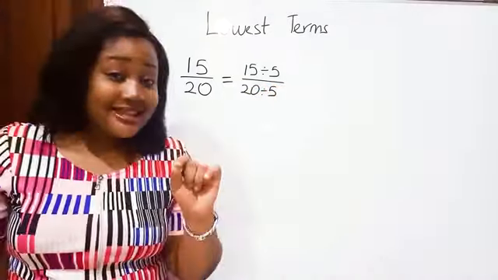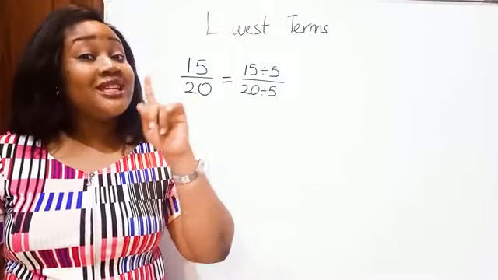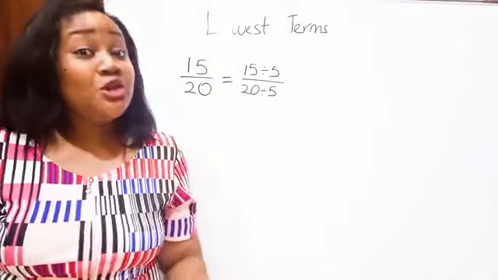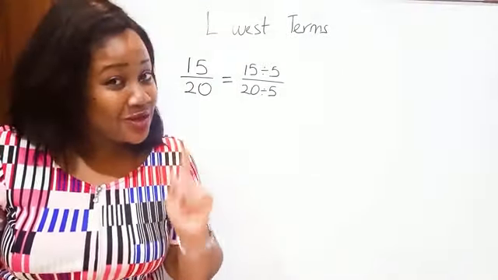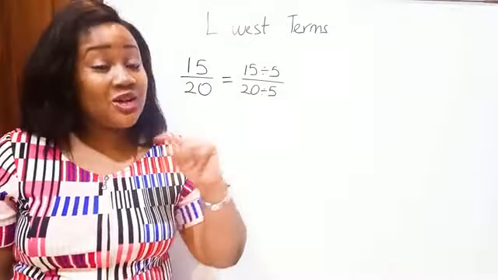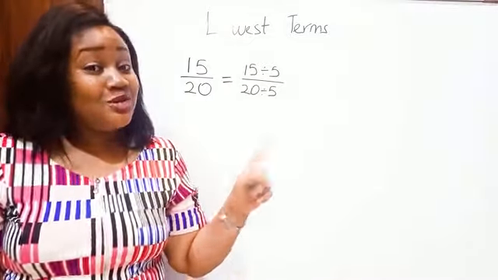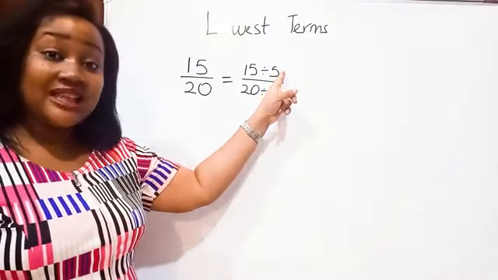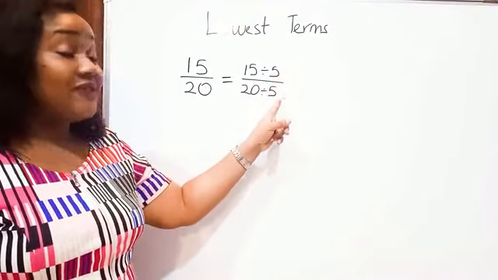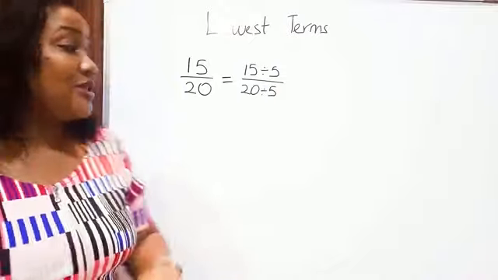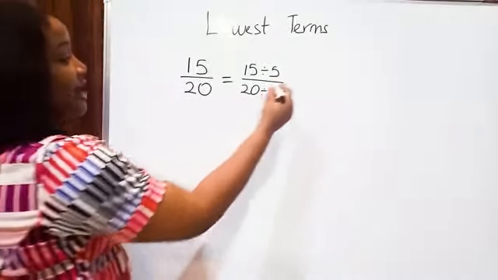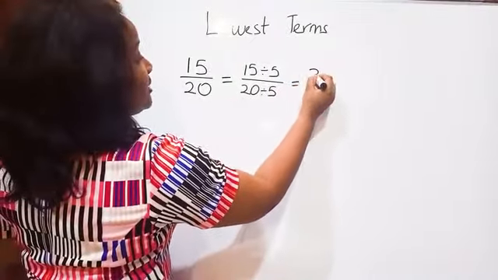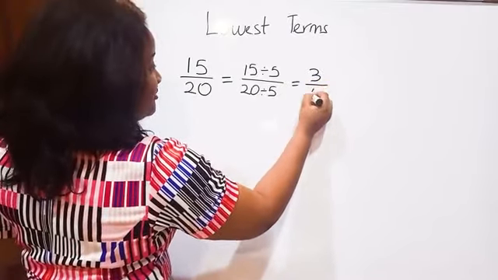It's important to ensure that whatever you're doing to the numerator, you're doing it to the denominator. Very, very important. Otherwise, you miss it entirely. You miss your way. So since you're dividing the numerator by 5, divide the denominator by 5 as well. So when you divide it, you have 3 over 4.